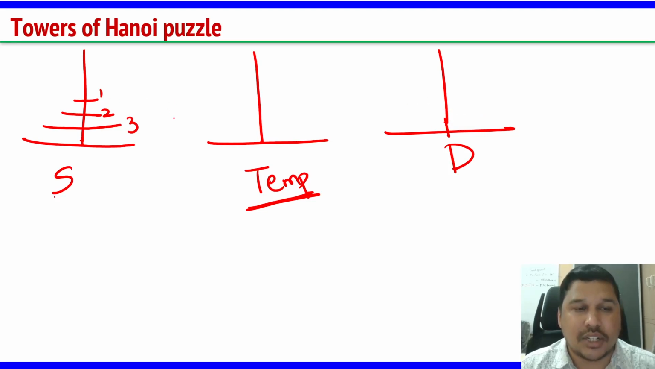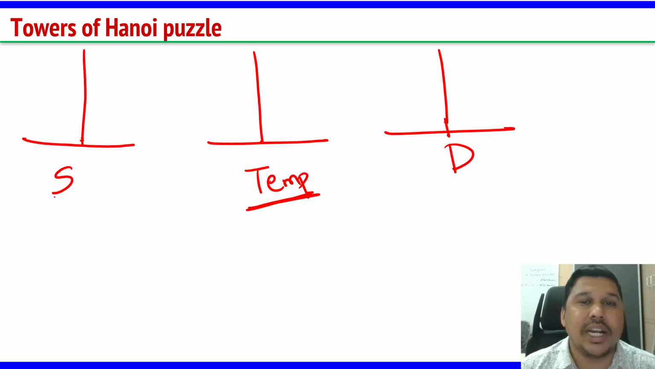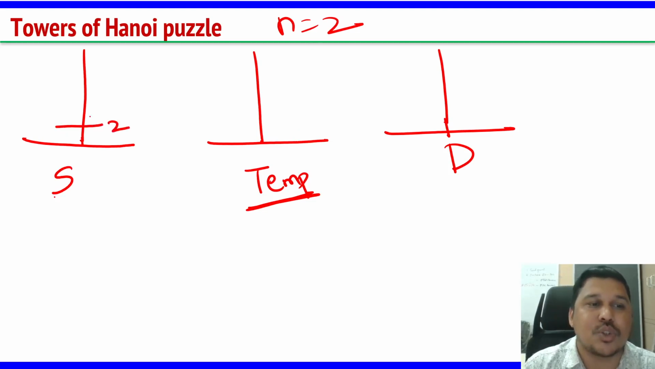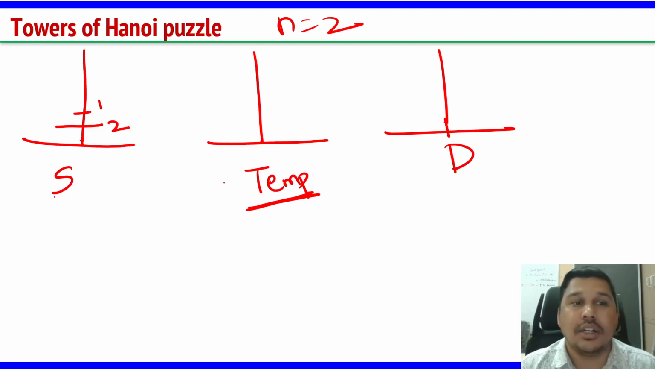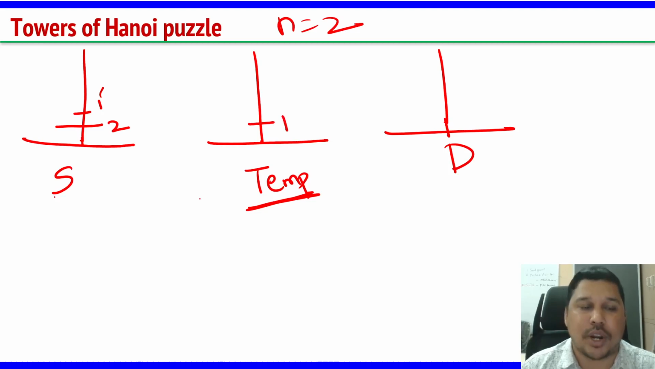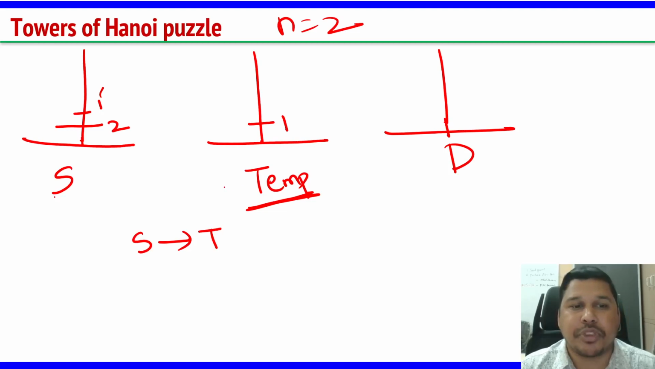Suppose let's see the logic, how do I shift. Let's assume the number of discs given is only 2. It means there is a disc of size 2, then there is a disc of size 1. I want to move them to the destination. What will I do? It is quite common that you will move disc number 1 from the source to the temp. The disc number 1 you have moved from source to temp.